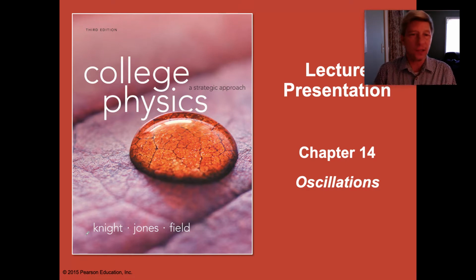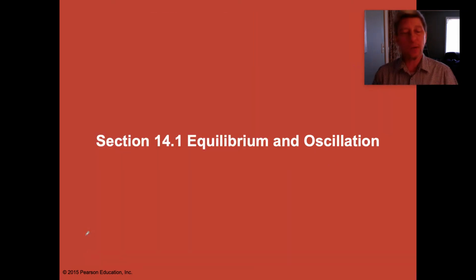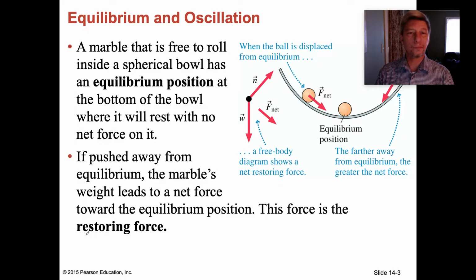Things that oscillate include pendulums, like in a grandfather clock. Springs hanging with a mass will bounce up and down. That's an oscillatory motion. You even have oscillating fans in the summertime, where the whole head of the fan turns and then goes back. All right, that is an oscillation. So today we're going to start with section 14.1, which is equilibrium and oscillation.